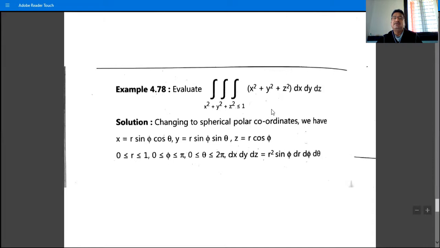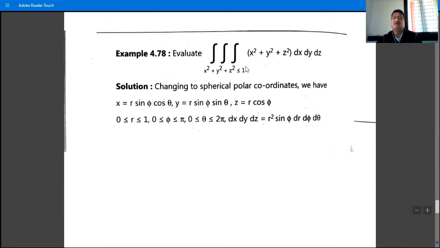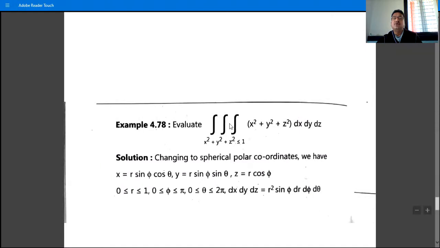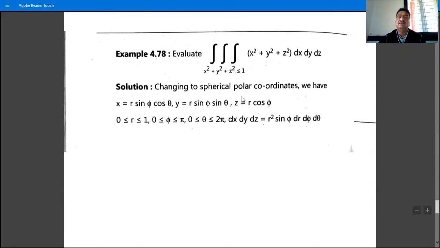Now evaluate this integration. Again, this is the sphere of radius 1, x square plus y square plus z square equal to 1. If we take a as 1, then we have the volume of the sphere of radius 1. So here we have to solve this integration over the integrand x square plus y square.